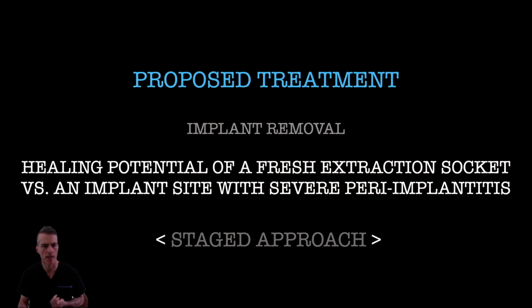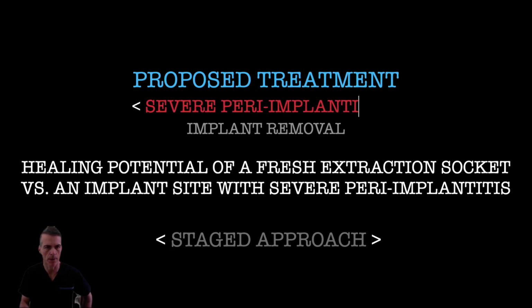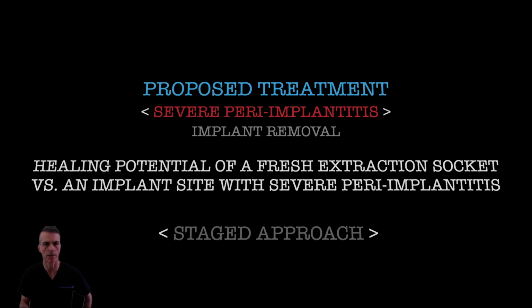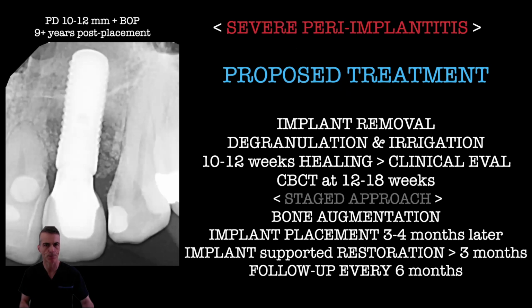It is key to understand that the healing potential of these sites with severe peri-implantitis is not the same as fresh extraction sockets. When we extract the tooth, that site has a significantly much greater potential for repair, for bone fill, than a peri-implant defect that has been maintaining the situation of disease for many, many years. So this is the proposed treatment again for a case of severe peri-implantitis. Not all cases require implant removal, remember that.